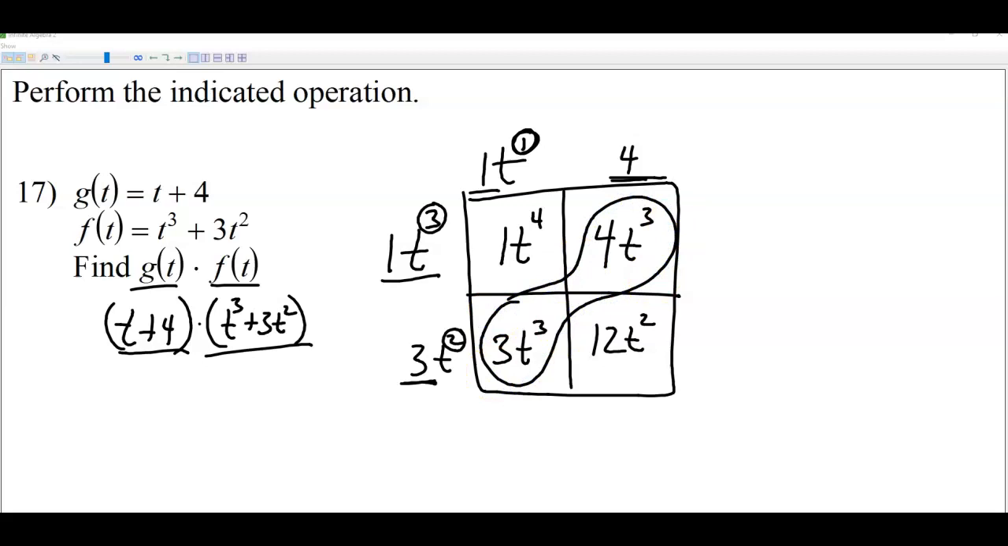Notice that they both have a t to the 3rd power. Since they have the same power, we can combine their coefficients. Now, if we do 3 plus 4, we end up with 7t cubed.